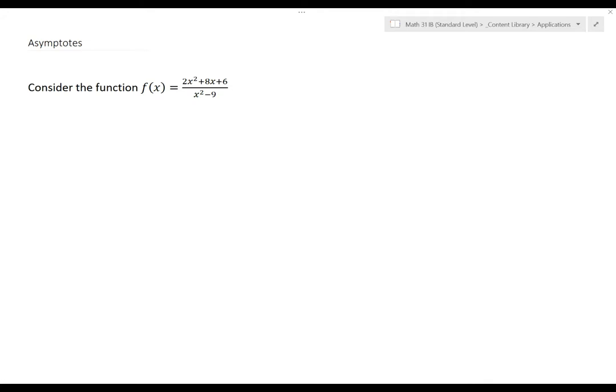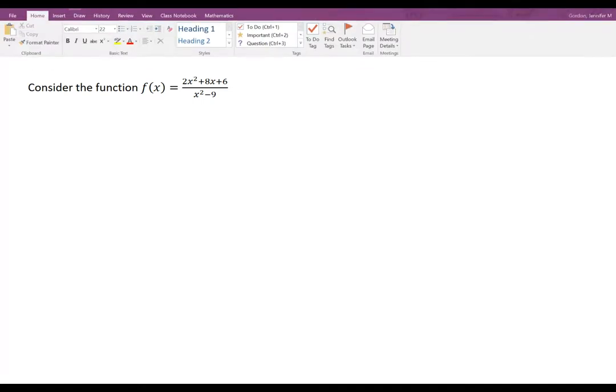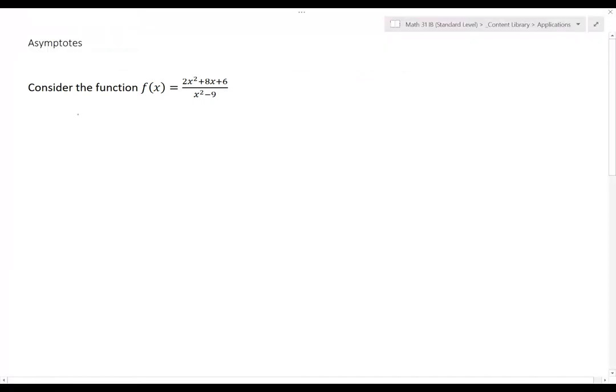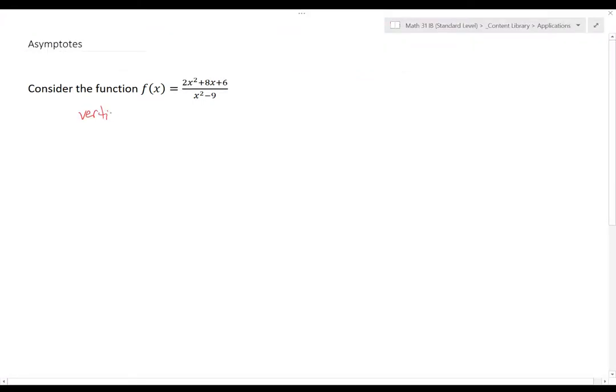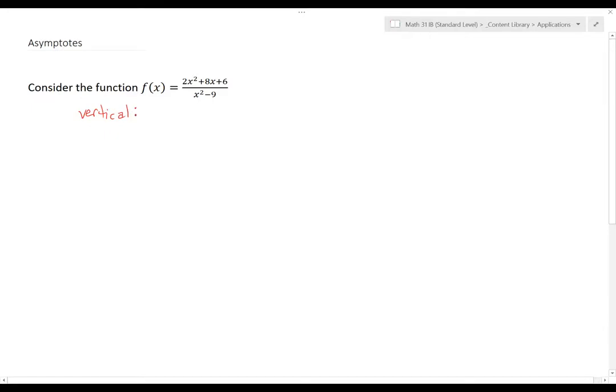So let's start with a function where we have f of x equals 2x squared plus 8x plus 6 over x squared minus 9. So first we're going to consider where we would find vertical asymptotes. So vertical asymptotes are generally speaking going to be wherever we have non-permissible values of the domain. So in this case, that will come from the denominator.